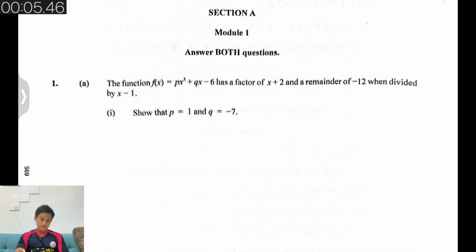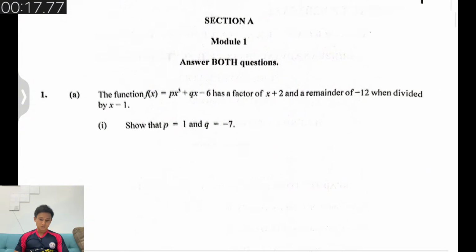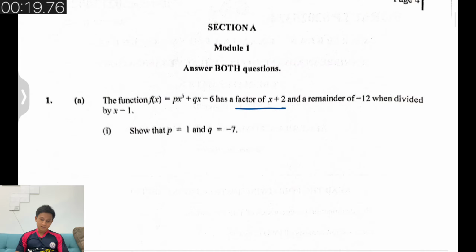The function f(x) equals px cubed plus qx minus 6 has a factor of x plus 2, the remainder of minus 12 when divided by x minus 1. Show that p equals 1 and q equals minus 7. Well, when it says a factor of x plus 2, the critical value here is x equals minus 2. You just basically put x plus 2 to 0. You get x equals minus 2 there.